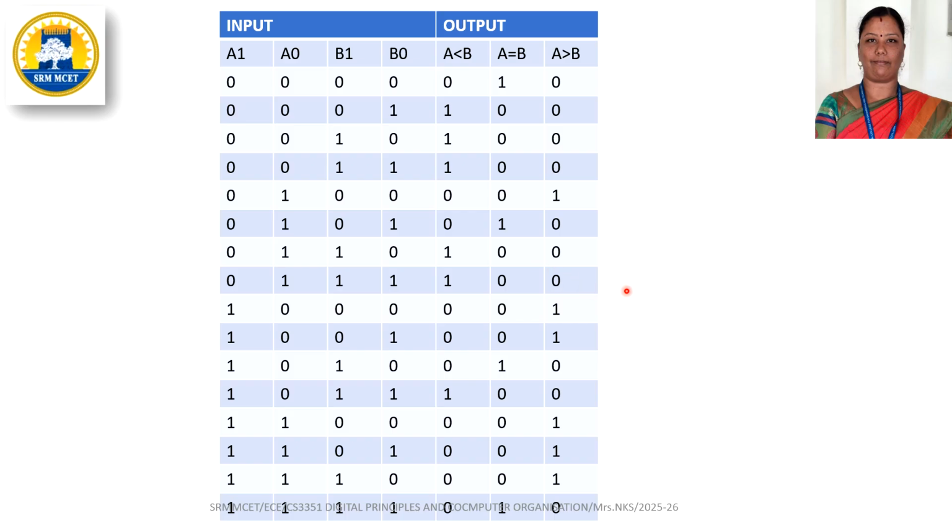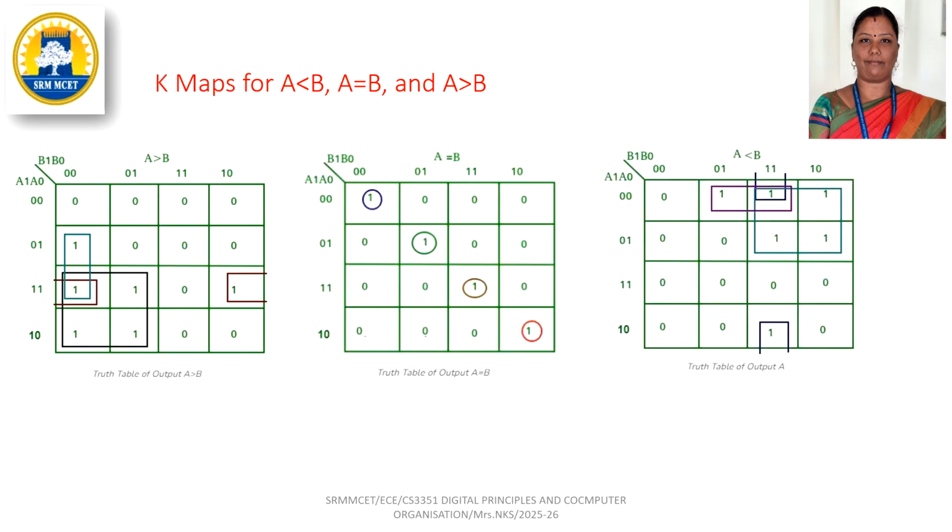Okay. So from this, we can write the output equations for every output. For the 3 outputs, we have to write the output equations, and for that we have to go for K-map. The first K-map is for the output A greater than B. It is a 4 variable K-map. Why is it a 4 variable K-map? Because A and B, both the inputs, have 2 bits each, so totally 4 bits. So we are going for a 4 variable K-map.